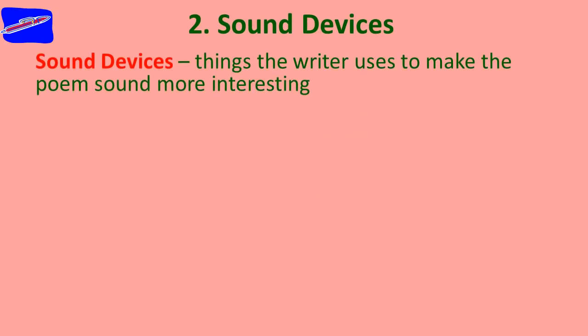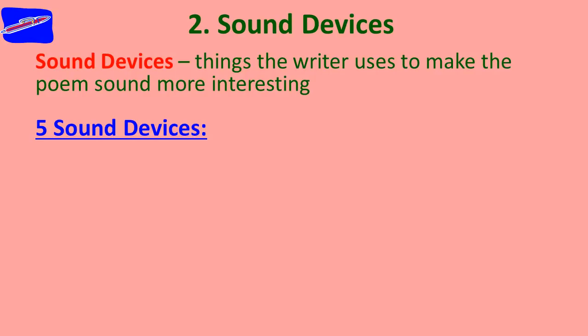Let's get back to talking about the elements of poetry. So far, we've only touched on one of our elements, form. Now let's move on to our second element, sound devices. The term sound device refers to things the writer uses to make the poem sound more interesting and pleasing to the ear. There are five sound devices that we will look at, some of which we've already touched on earlier.